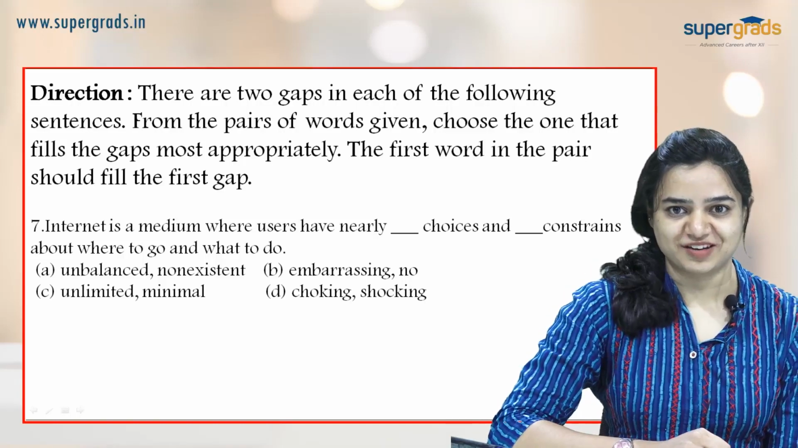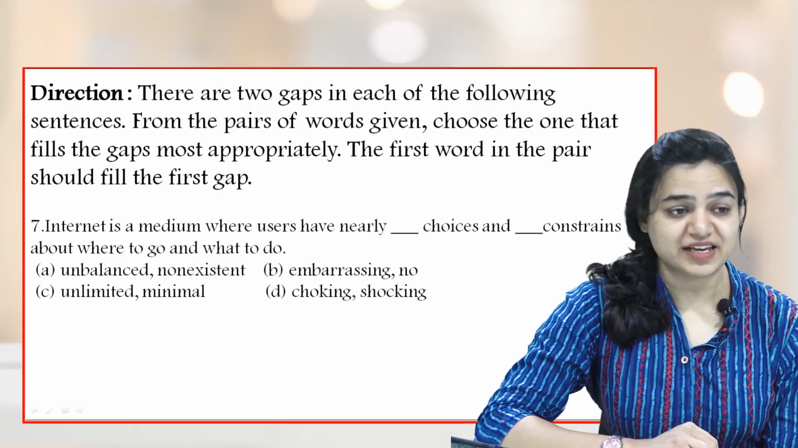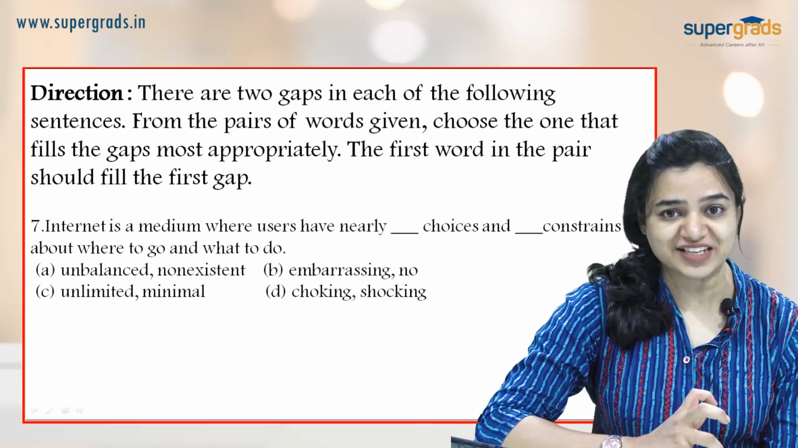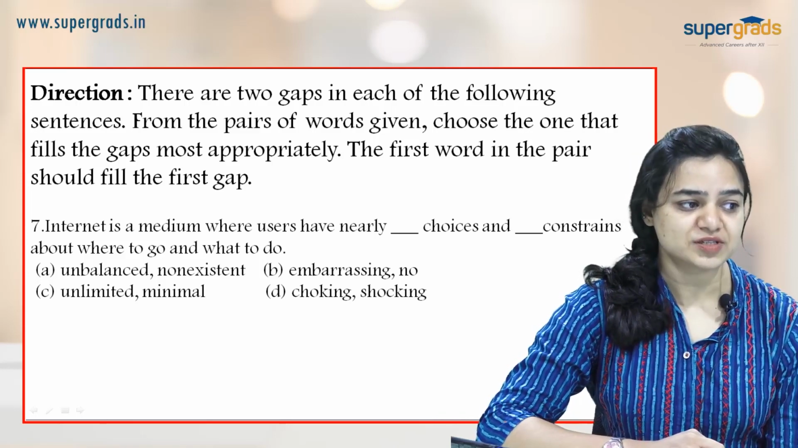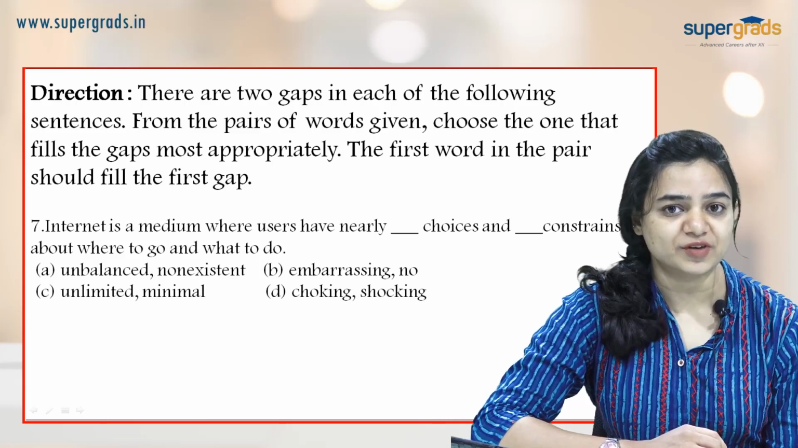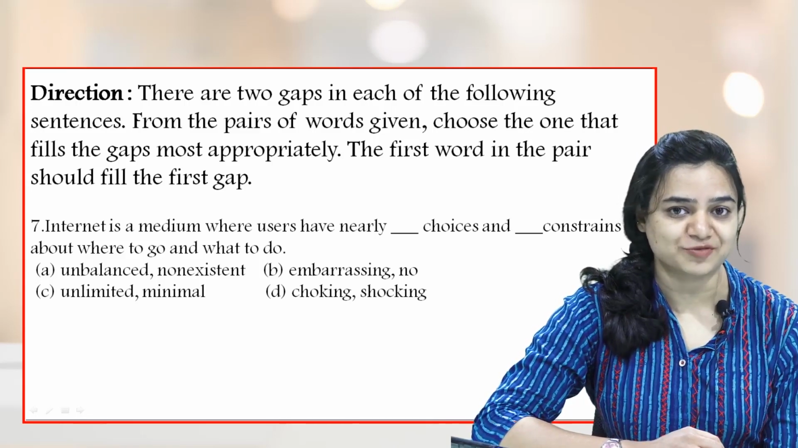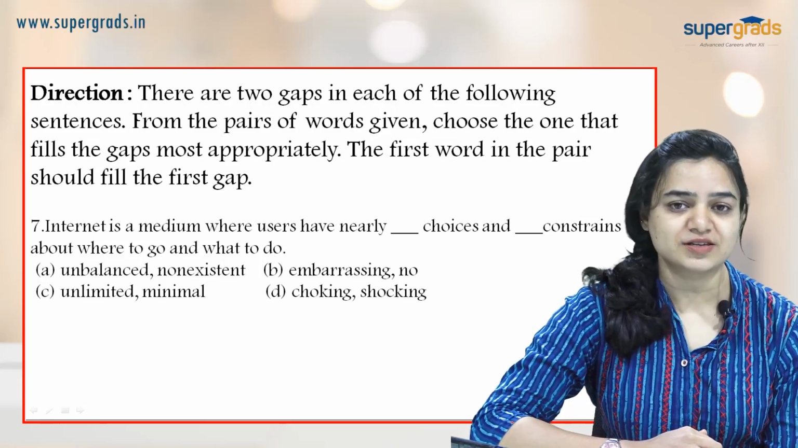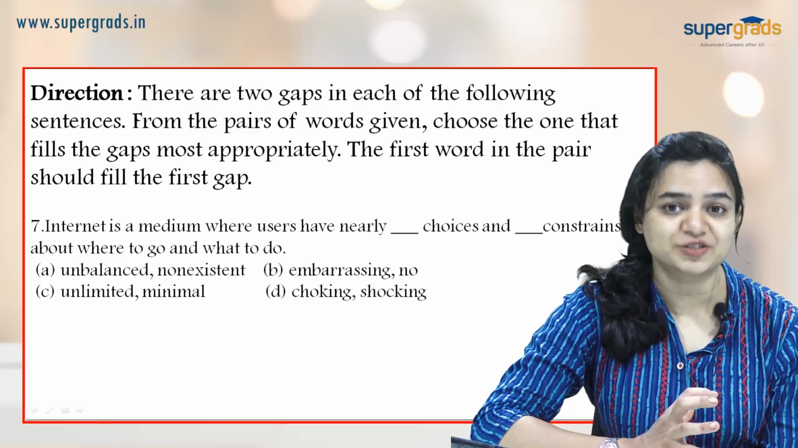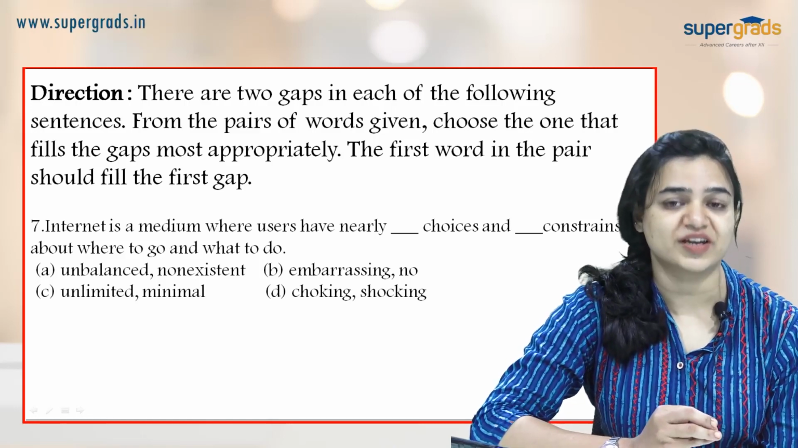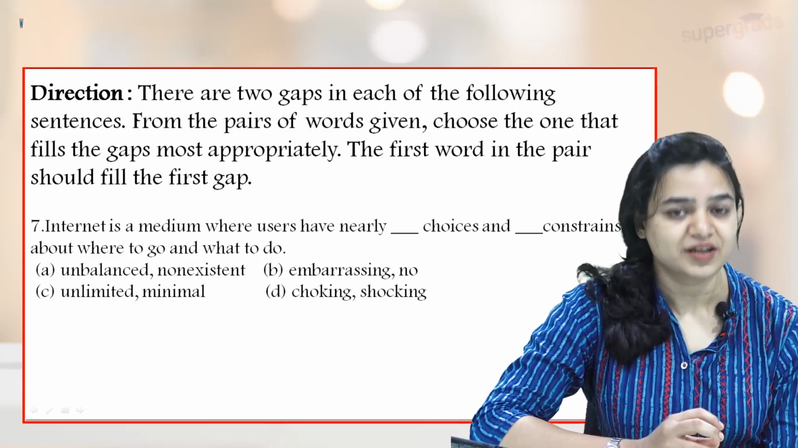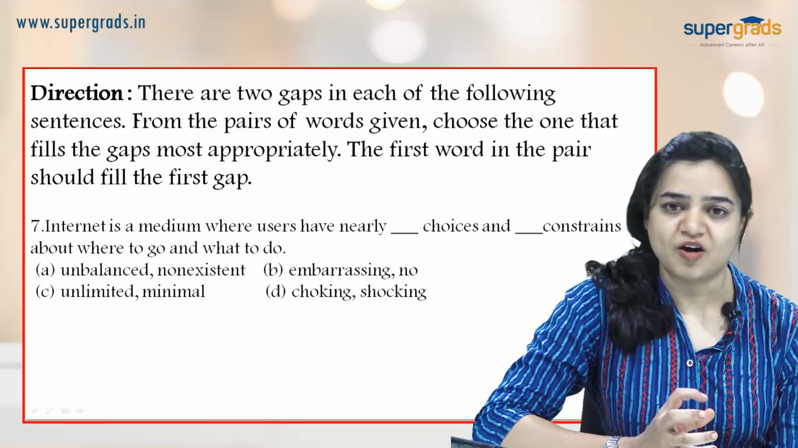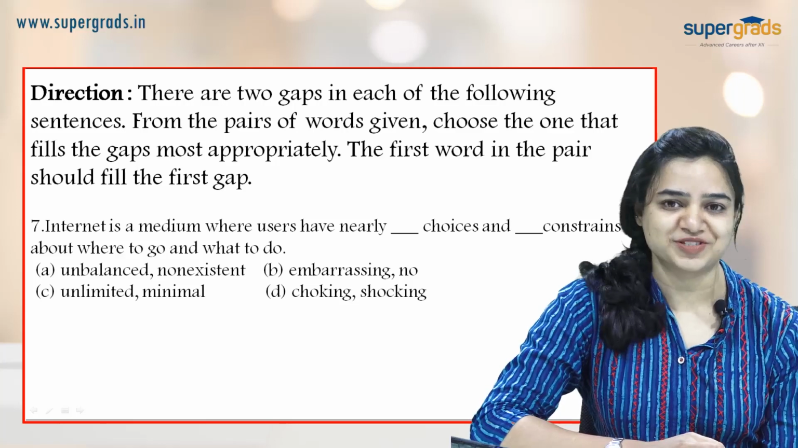Moving on to question number 7. Now in question number 7, it will help a big deal if I know the theme that the author has picked up, which is the unlimiting power of internet. So he says that it's a medium where users have nearly, now let's see the kind of adjective that I can use for this noun, choices. So can I say they have embarrassing choices or unbalanced choices or unlimited choices? So they have unlimited choices. But when it comes to constraints, when it comes to things that can hold them down, they are very less. So they are minimal. And that is why the option that fits best here is option C.